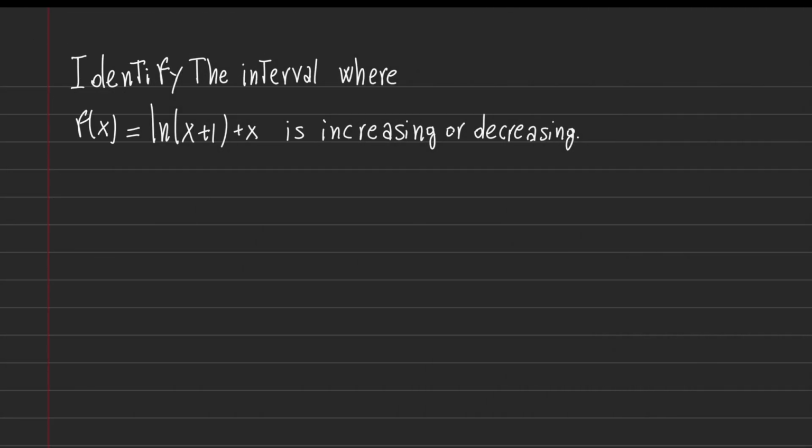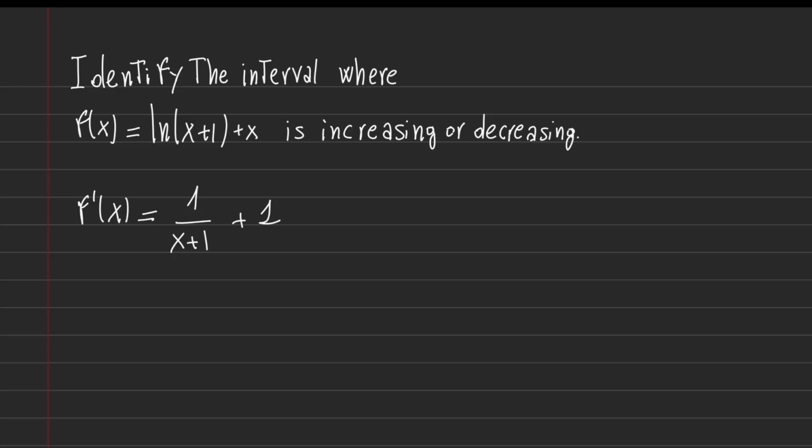As a second exercise, we are going to do the same thing as before, but now for the function f of x equal to the log of x plus 1, plus x. We follow the same scheme, so first compute f prime of x, and it's going to be equal to the derivative of the log, which is 1 over x, so we have 1 over x plus 1 in this case, plus the derivative of x, which is 1.